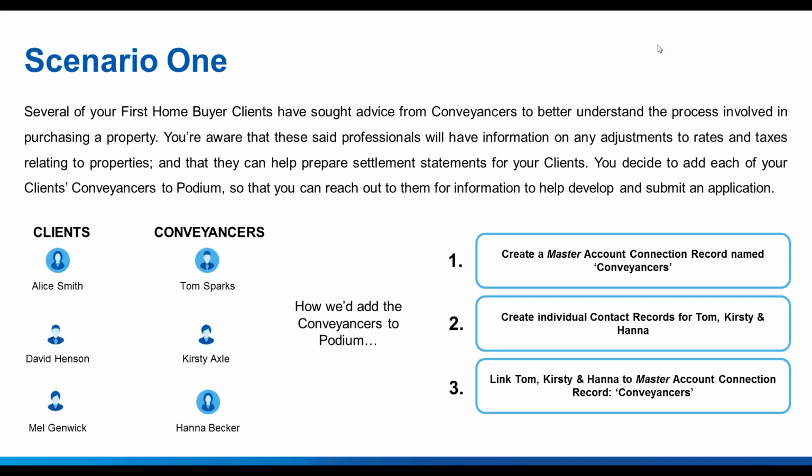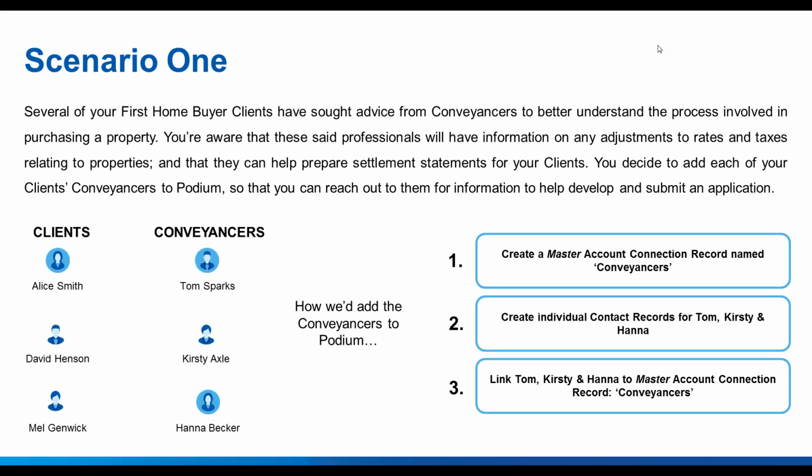When prompted, we move to the 3rd step, which involves linking Tom, Kirsty, and Hannah to that one master account connection record that we had made called conveyancers. You'll see what that looks like in the test system shortly. So that's how we'd approach this particular scenario.